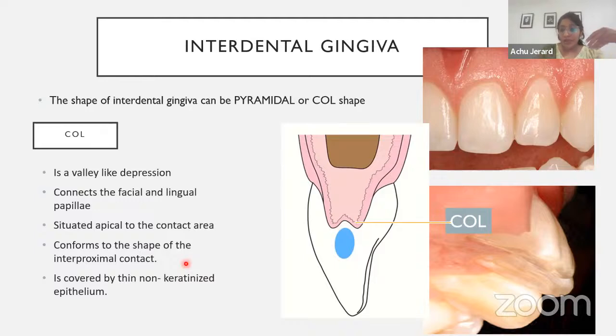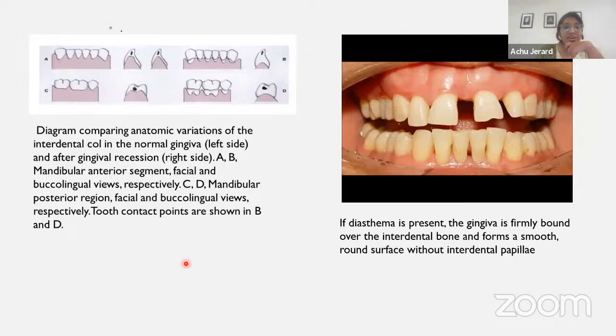So the col can be pyramidal or a valley-like depression. See in figure A, it is the anterior teeth and the contact is kind of a point contact, so it is more like a pyramidal shape. Whereas in posterior teeth, it will give this valley-like depression, which is called a col. And in recession areas, the col is absent. So that is this figure. These are all figures from Carranza, which you need to know because image-based questions are being asked now. So you should be familiar with all the figures.